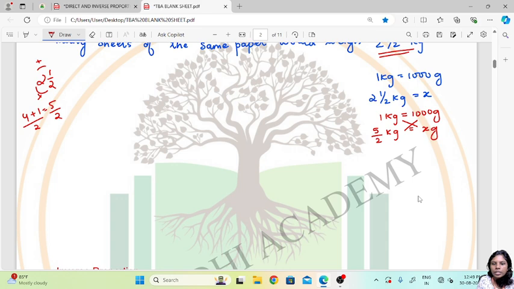We cross multiply, so it will be 5 into 1000 equals 1 into x, and 1 into x is x only. So 2 we can cancel out. 2 fives are 10 and 0 and 0. Now 5 fives are 25 and the 2 zeros. So this equals 2500 grams.